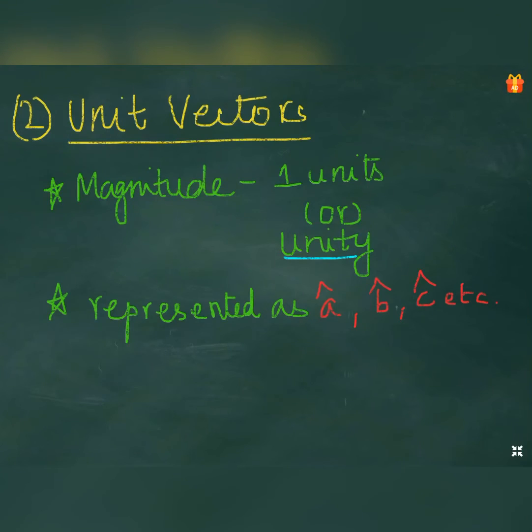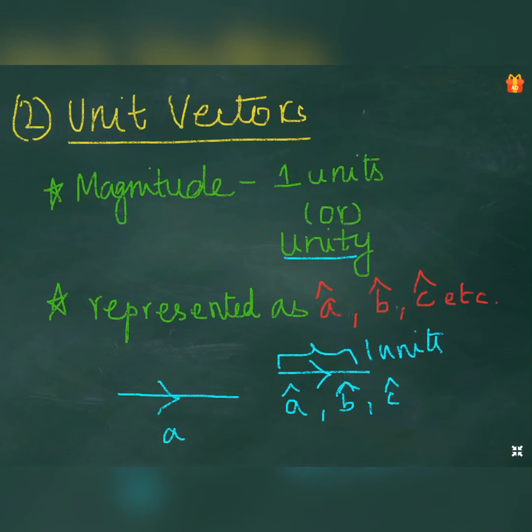Now let us discuss what unit vectors are. Unit vectors are vectors having magnitude of 1 unit. So the magnitude of a unit vector should be 1 unit or unity, and these vectors are usually represented as a cap, b cap, c cap, etc. Let this be vector A, and the unit vector in the direction of vector A is represented as a cap.